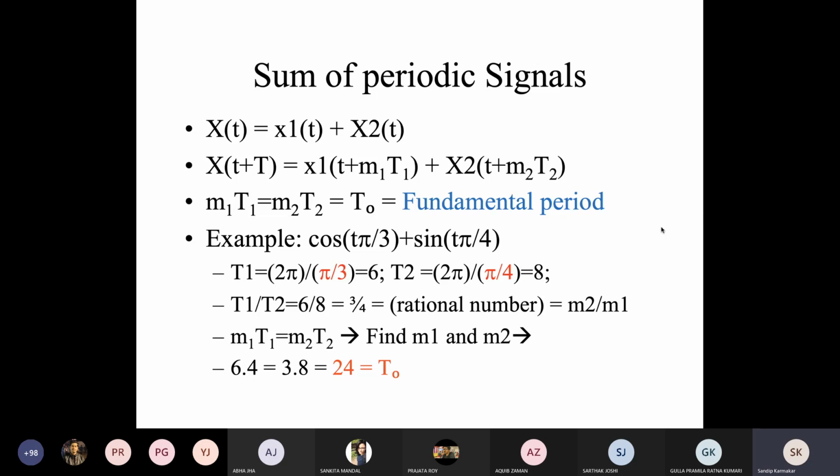Because you have to have capital T equal to M1 T1 equal to M2 T2. So if M1 T1 is not equal to M2 T2, that means there is no fundamental period. In that case, the sum of periodic signals may not always be periodic.